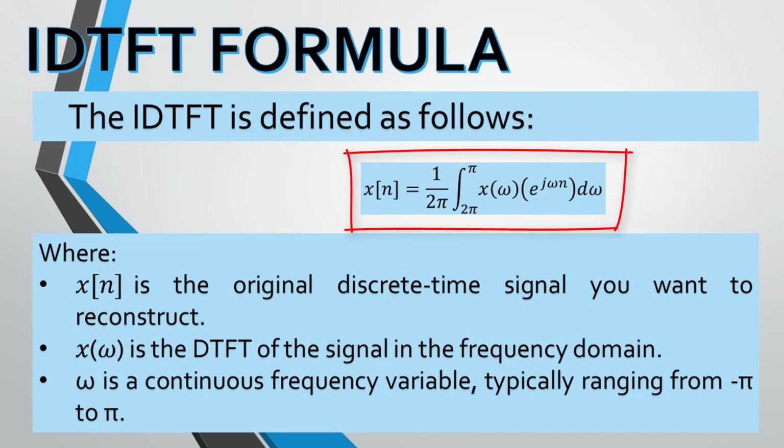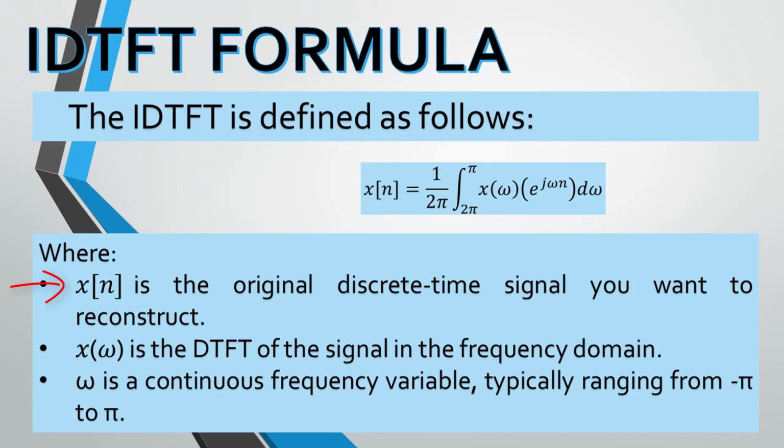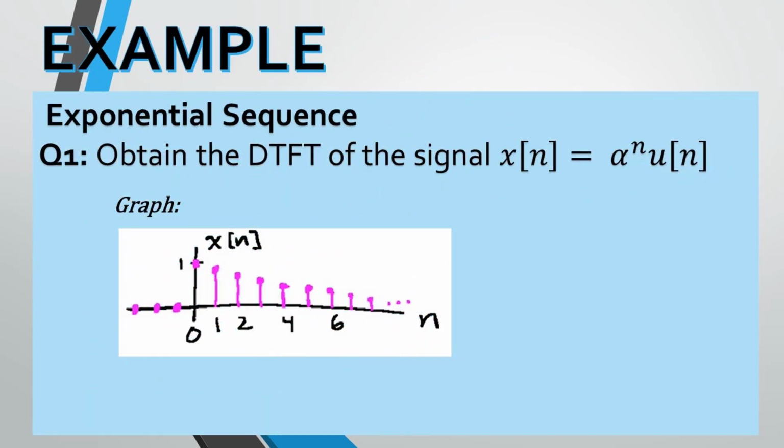The IDTFT is defined as follows. x of n is equal to 1 over 2 pi, the integral of X of omega multiplied by e raised to j omega n d omega, where x of n is the original discrete time signal you want to reconstruct. X of omega is the DTFT of the signal in the frequency domain. Omega is a continuous frequency variable, typically ranging from negative pi to pi. Let's have the following examples to understand further the DTFT.